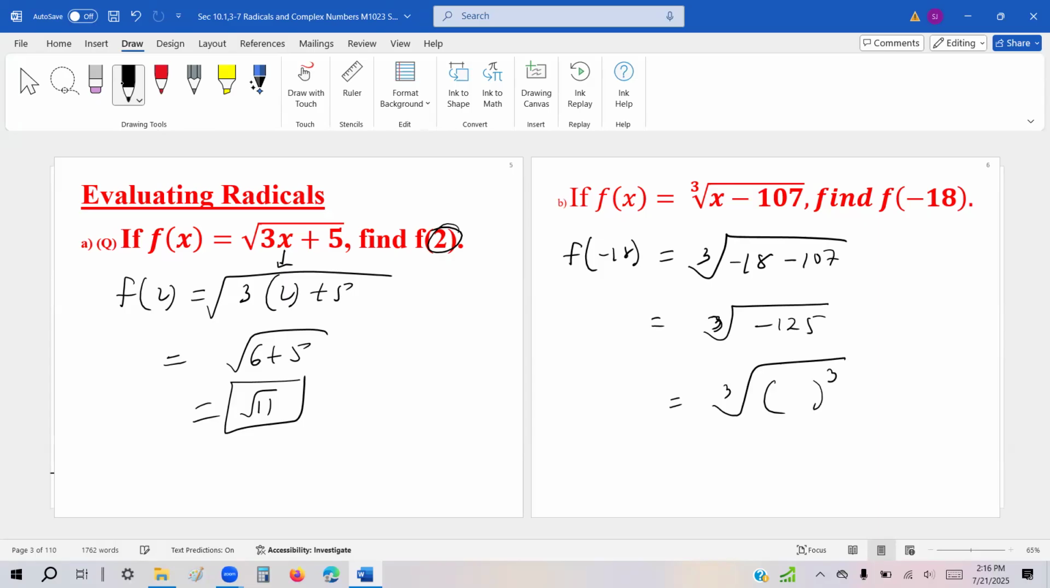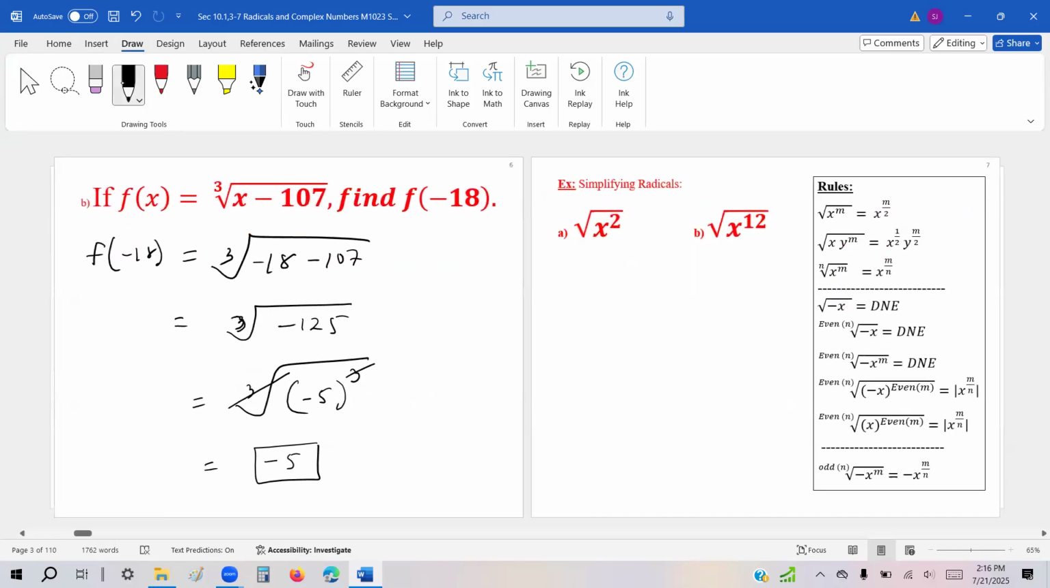And cube root means you're looking for the same number 3 times that will turn into -125. That's -5. So the cube root and the cube part cancel out. The answer is -5. This one we could not do anything, it's not simplifiable, but that one we could simplify. So anytime something is simplifiable, you have to simplify. And then we learned how to simplify radicals.